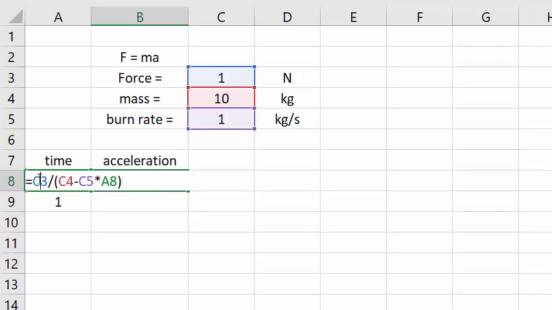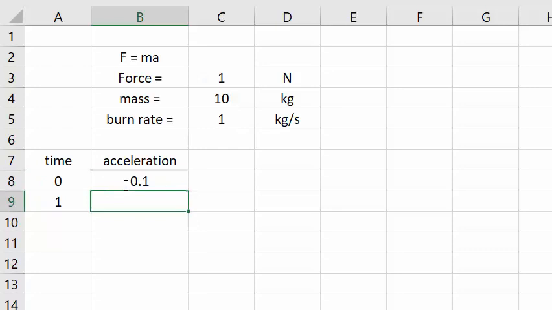The force is always in cell C3, so I need to put $1 there to keep the 3 constant. The takeoff mass is always in C4, and I need $1 there to keep that constant, and the burn rate for our purposes will be constant, so I need $1 there as well. The time is in cell A8 now, and it will be A9, then A10, and so on. If I now copy this cell by picking up the bottom right hand corner and dragging it down 1, I've now got the acceleration after 1 second.